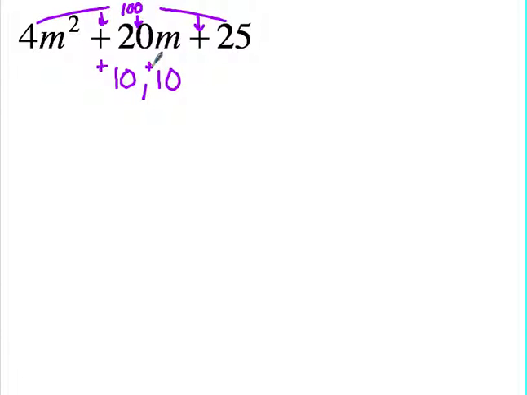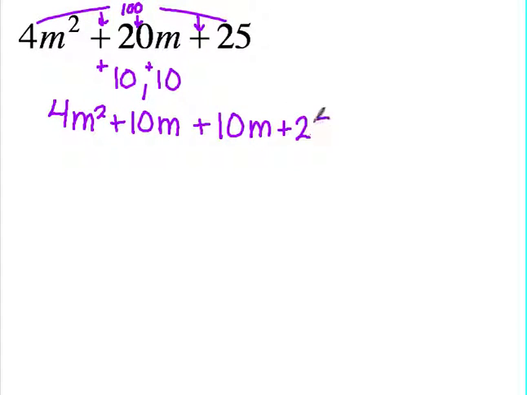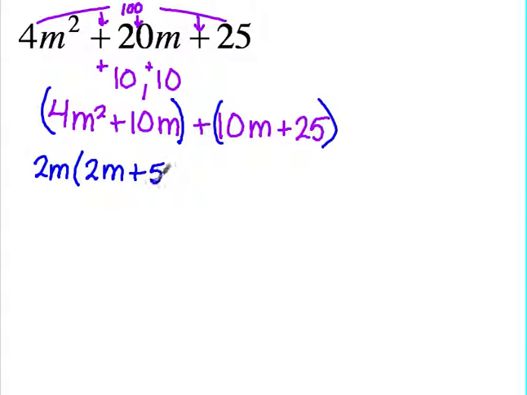What's my next step going to be? Rewrite it. 4m squared plus 10m plus 10m plus 20. Okay, very good. What do you do now? Put them in parentheses. Group them. What can you take from the first bunch? 2m. And what does that leave me with? 2m plus 5.